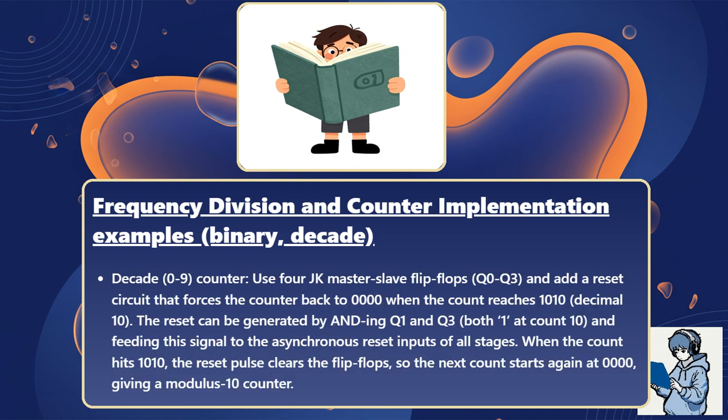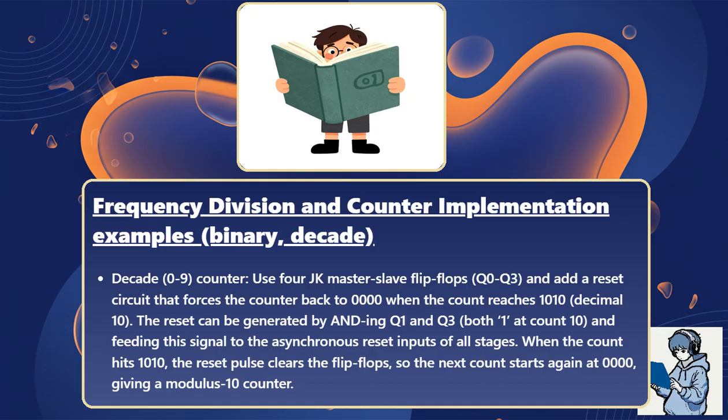Decade 0 to 9 counter. Use 4 JK master-slave flip-flops Q0 to Q3 and add a reset circuit that forces the counter back to 0000 when the count reaches 1010. The reset can be generated by ANDing Q1 and Q3, both 1 at count 10, and feeding this signal to the asynchronous reset inputs of all stages.